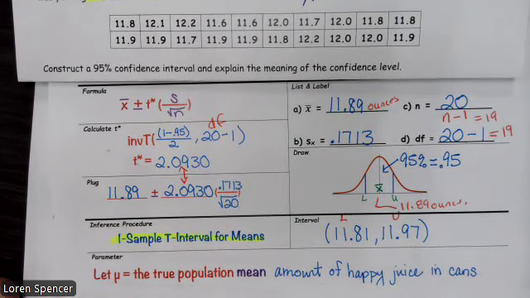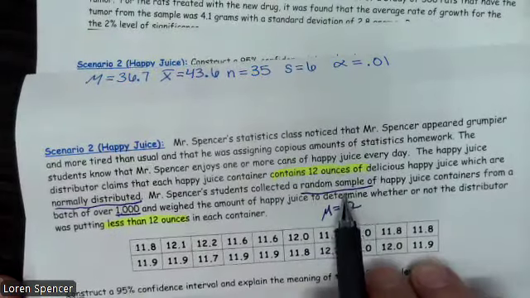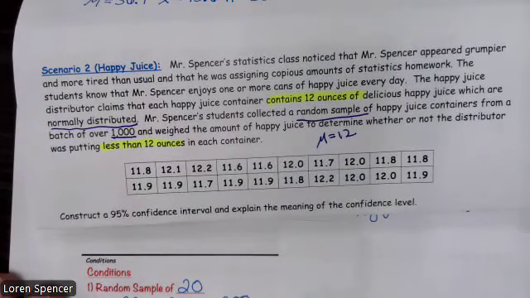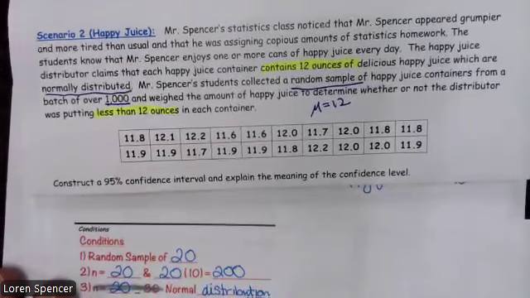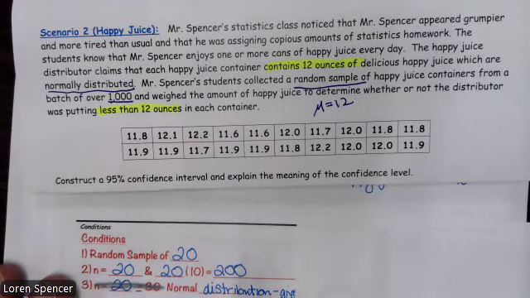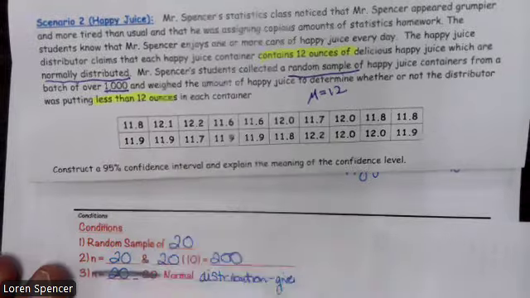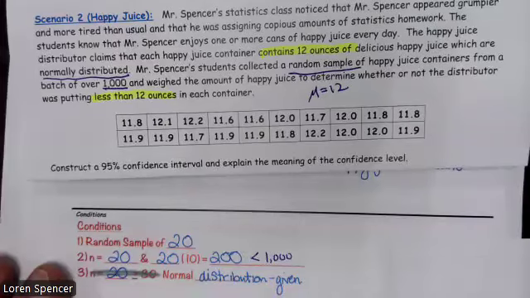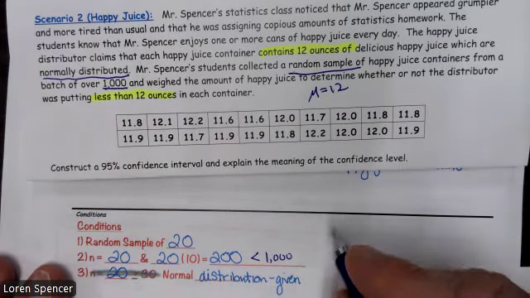Conditions. Well, random sample. When we look back, they told us it was a random sample, and we know it was a random sample of size 20. The next thing we need to do is check that n is less than 10%. If I go 20 times 10, that equals 200, and that's less than the 1,000, because we always need to make the comparison. So this needs to be less than 1,000. All right, so n is less than 10% of the population.